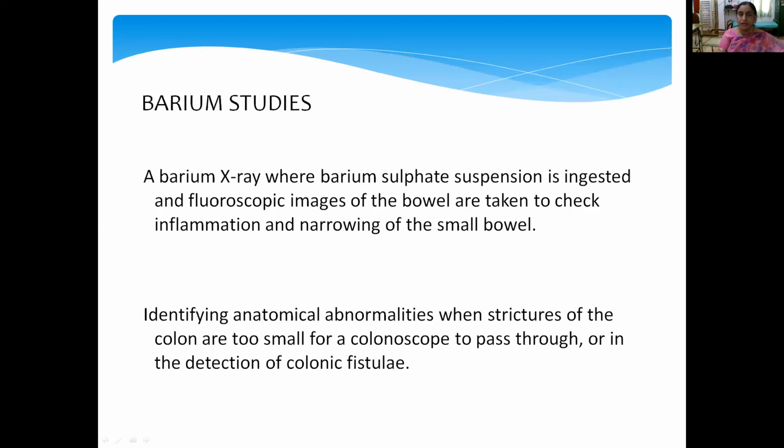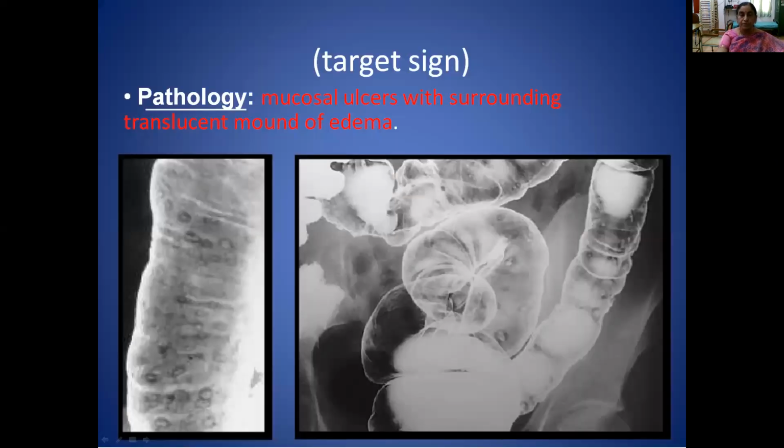That is one, and detection of colonic lesions. These are the two important advantages of barium studies when compared to the endoscope. Are you able to follow? Both are necessary in these patients. These are some very important and interesting signs you should know. Positive signs in Crohn's disease with barium: one is the target sign, where you can see a mucosal ulcer surrounded by a translucent mound of edema. On the right side you can see it very clearly.